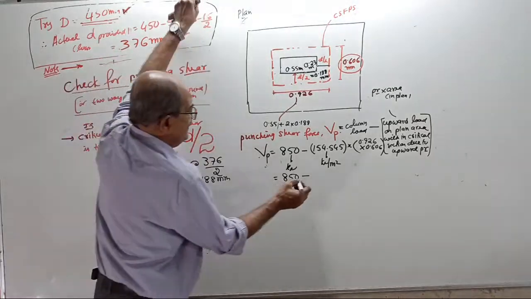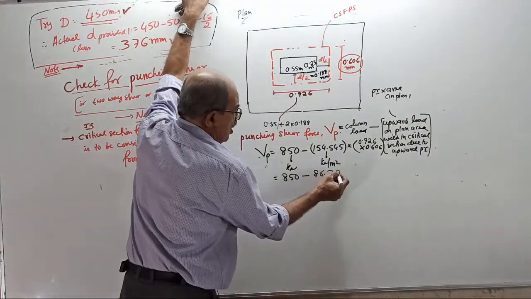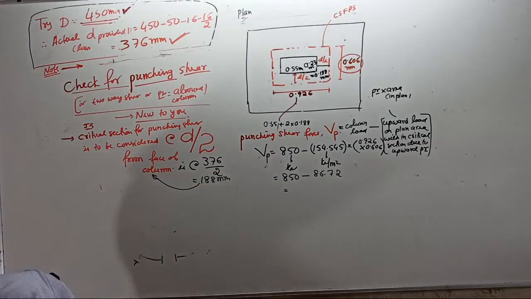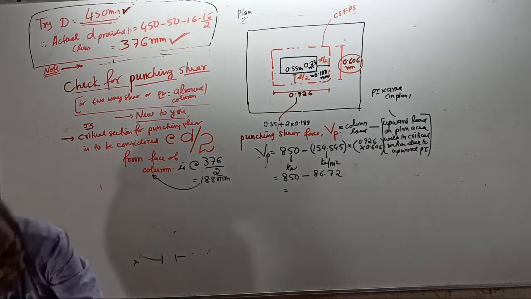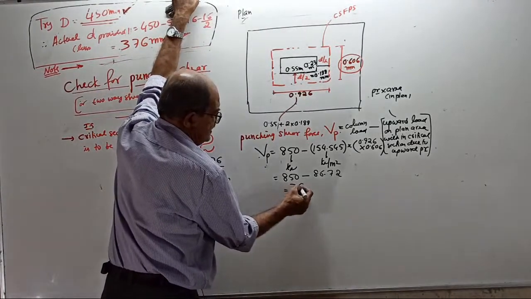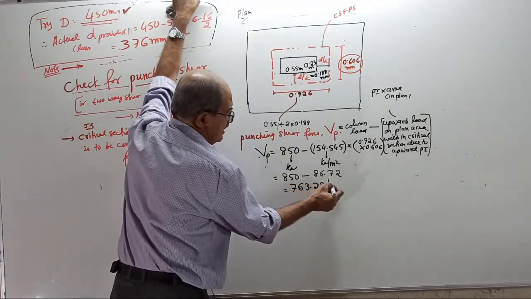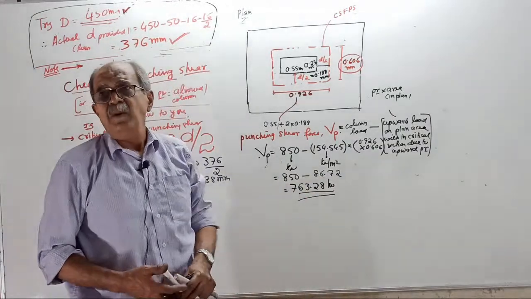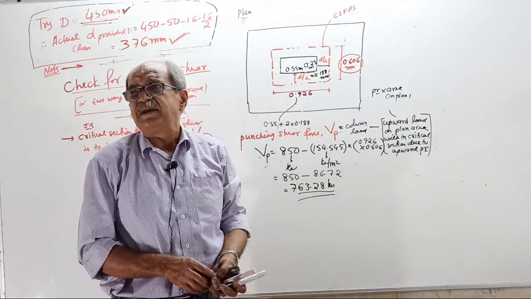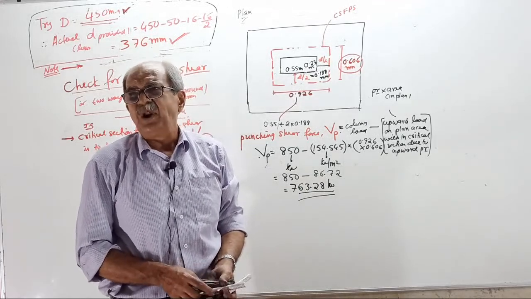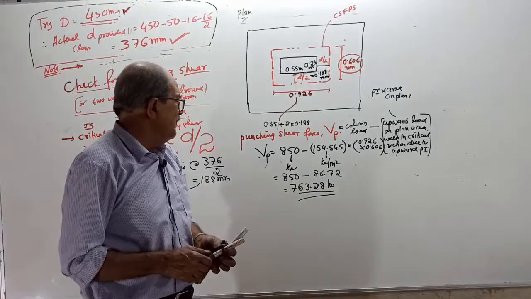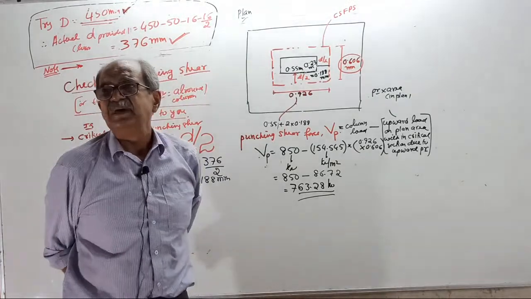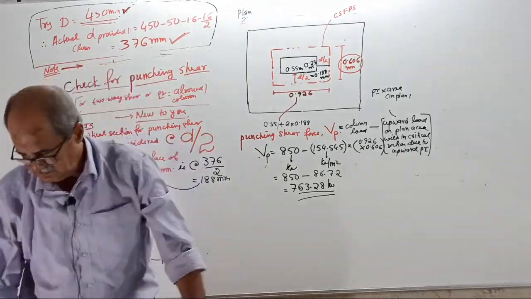86.72. 850 minus 86.72 is 763.28 kilonewton. Now, make a note. Because of upward pressure, the punching effect got reduced by approximately what percent? 850 reduced by 86.72 means approximately what percent?